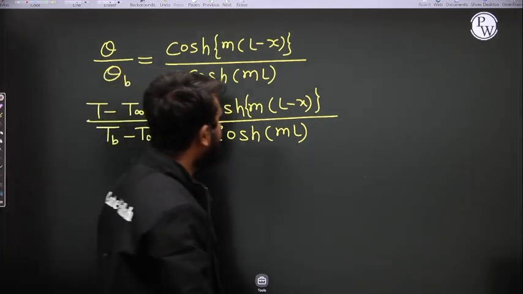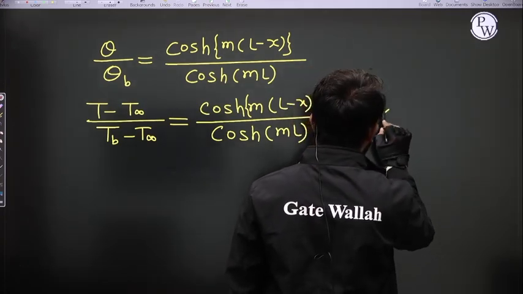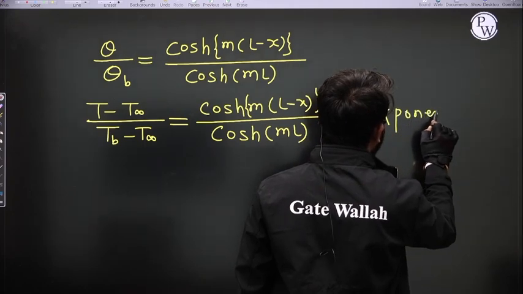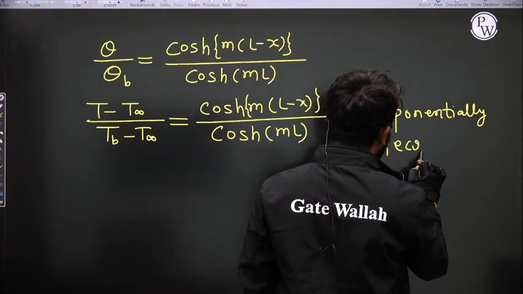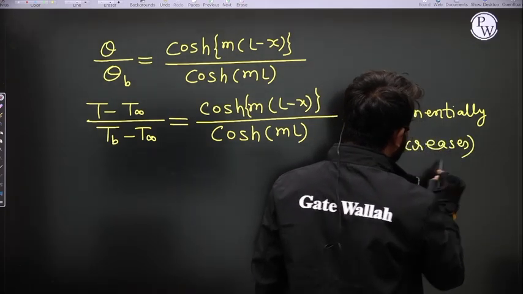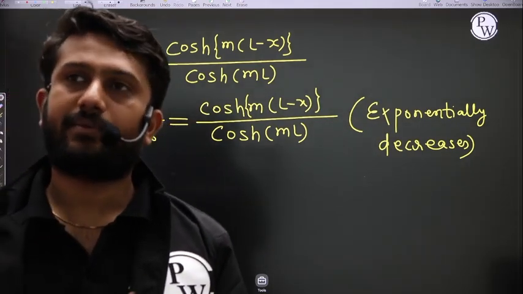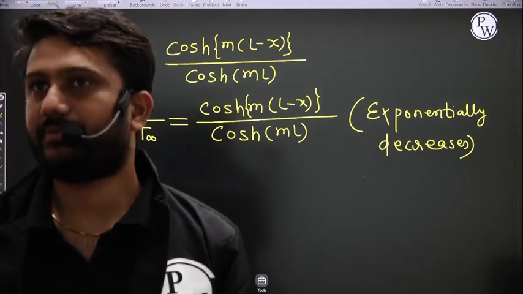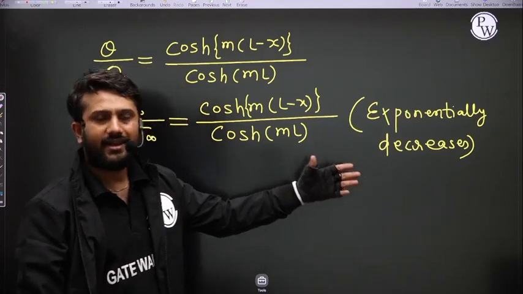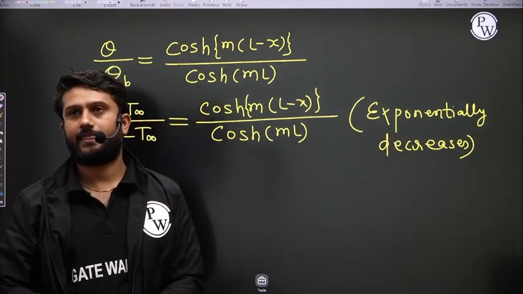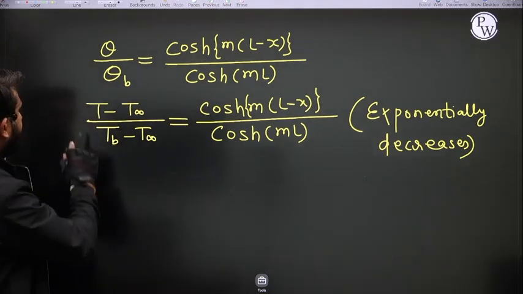So here also the temperature changes with respect to x, and it decreases exponentially. The cosh x, you can write as (e to the power x plus e to the power minus x) by 2, right? So that temperature variation is exponential, and the temperature exponentially decreases with x. So this is a temperature variation with x. Very, very important.